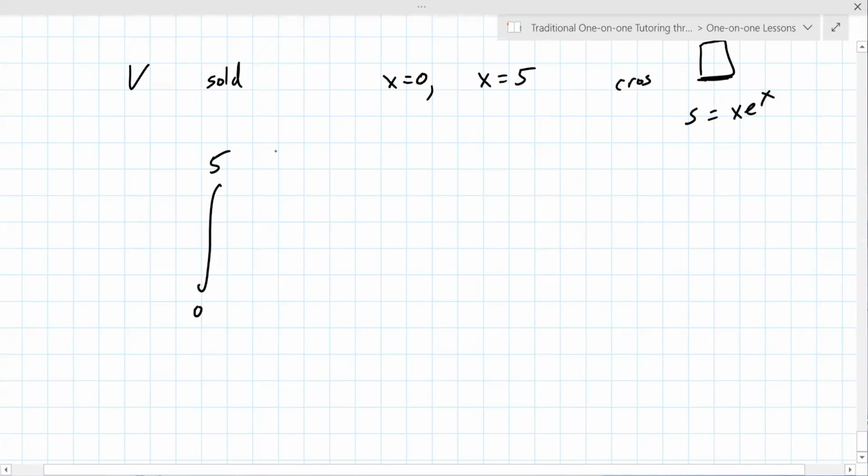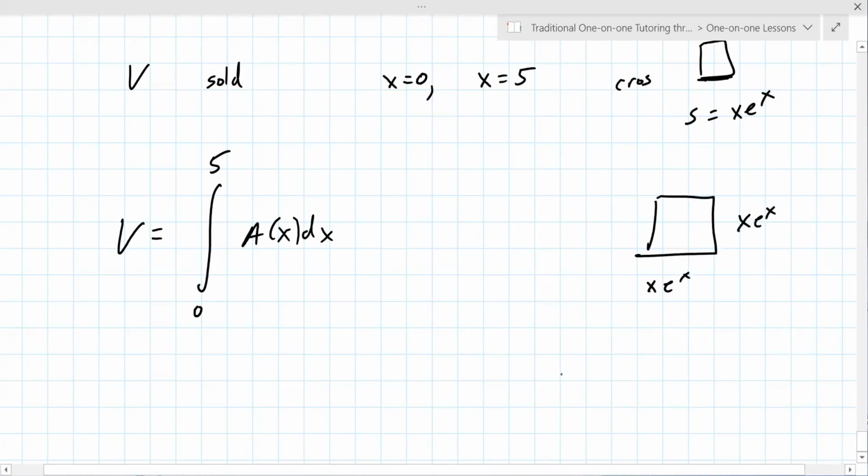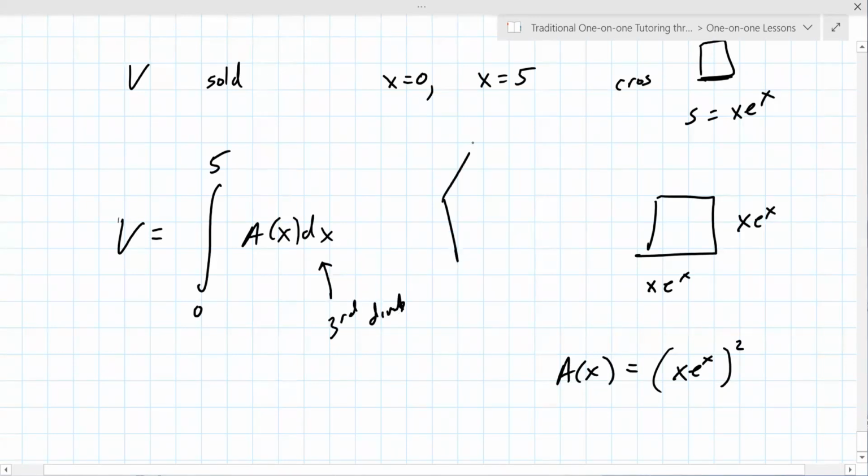Yeah, we're going to get to volume. So volume is always just the area function times dx, and you added an extra power, because this one is x e to the x and this is x e to the x. I thought it was cubed because I'm setting up for the volume. The volume is the whole thing, so the dx is the third dimension, because you're doing these slices with a thickness of dx.